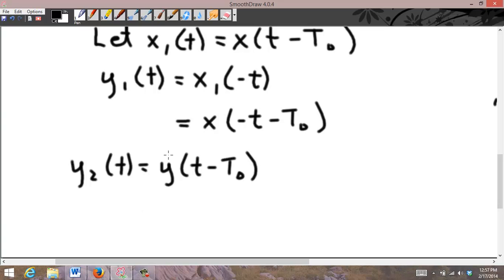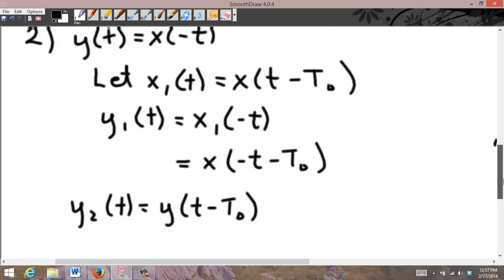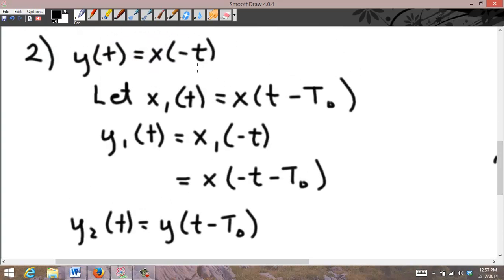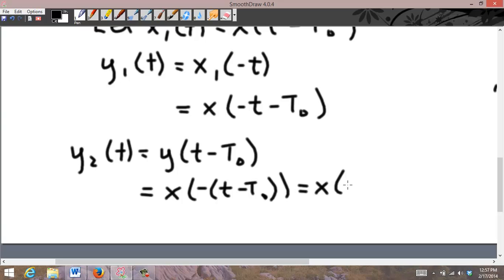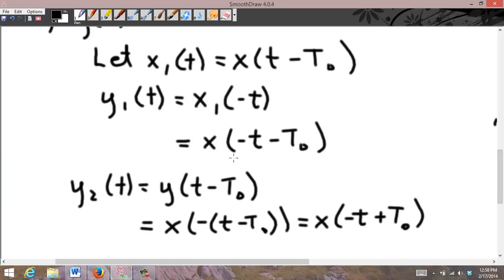Now I look back at the original signal, and I say, okay, there's the t in my output. I have to replace that with t minus t naught. So that becomes x of negative the quantity t minus t naught, which when you distribute that minus sign becomes x of minus t plus t naught. And if you go back and compare that, that is not the same.